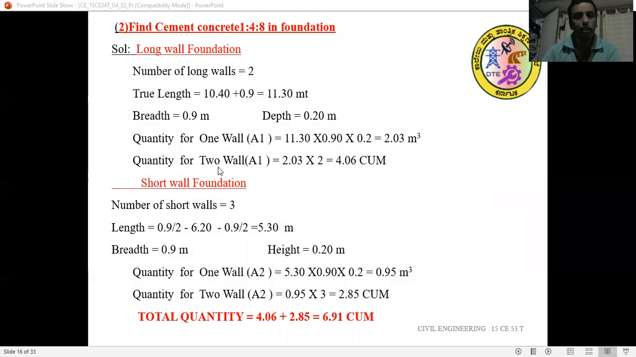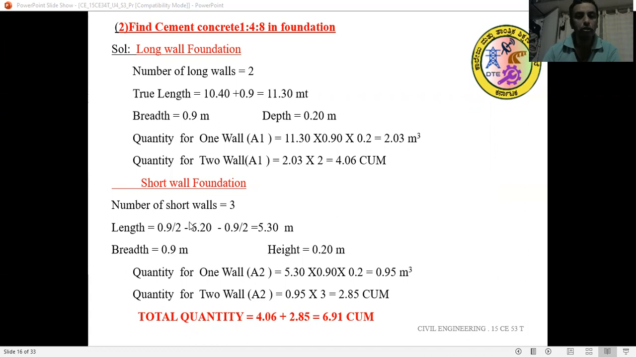Then you have to calculate for two number of walls. 2.03 multiplied by two number of walls, the total quantity of PCC for the long wall is equal to 4.06 cubic meter. Then come to the short wall for PCC calculation. Number of short walls is equal to 3.